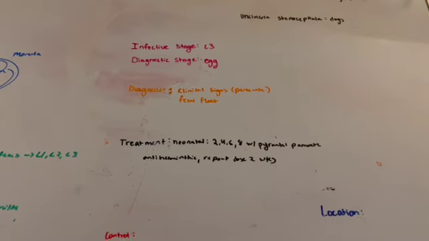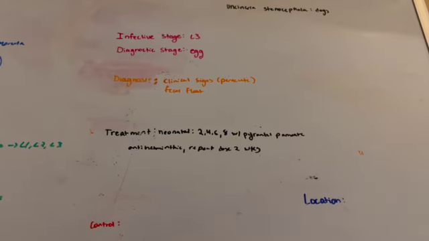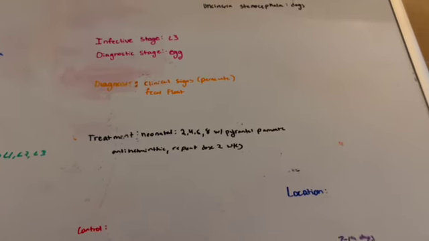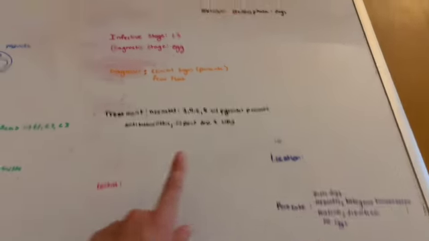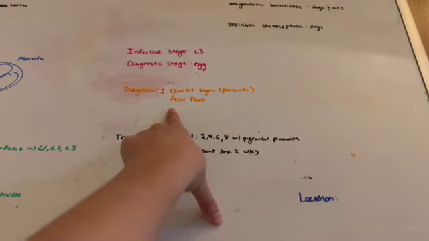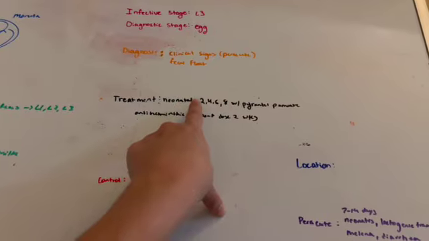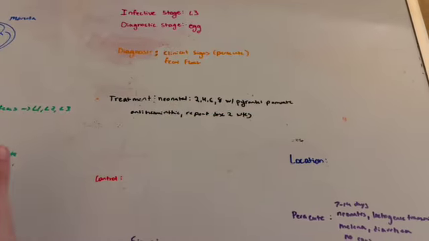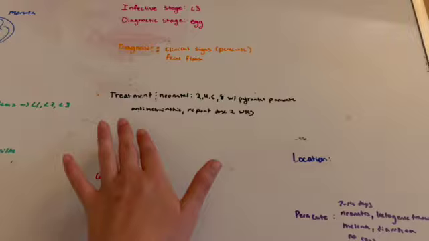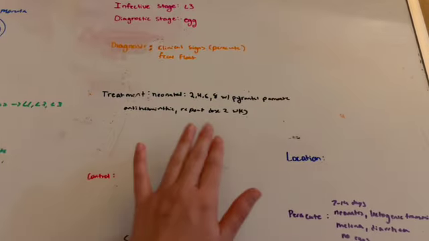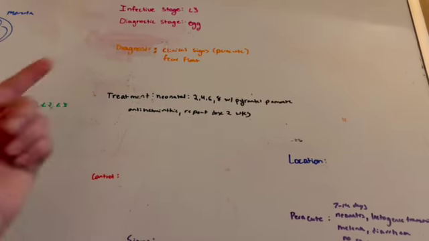Diagnosis: you can do clinical signs for the peracute infections, which I'll talk about once I get down here. But otherwise, you can do a fecal float. Treatment for your neonatal puppies is going to be 2, 4, 6, 8 with pyrantel pamoate. And then all the other ones, you do anthelmintics, you repeat the dose in 2 weeks, and then you'll do another fecal float in a month to make sure that it's gone.